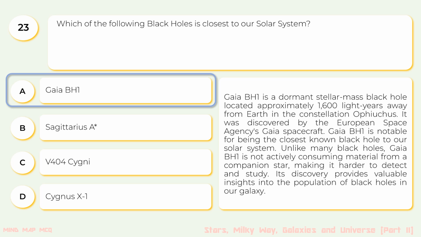the constellation of Ophiuchus. It was discovered by the European Space Agency's Gaia spacecraft. Gaia BH1 is notable for being the closest known black hole to our solar system. Unlike many black holes, Gaia BH1 is not actively consuming material from a companion star, making it harder to detect and study. Its discovery provides valuable insights into the population of black holes in our galaxy.